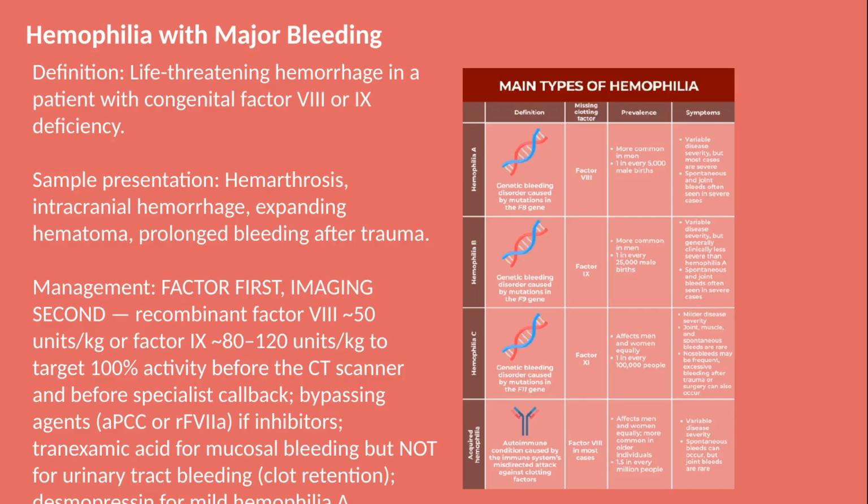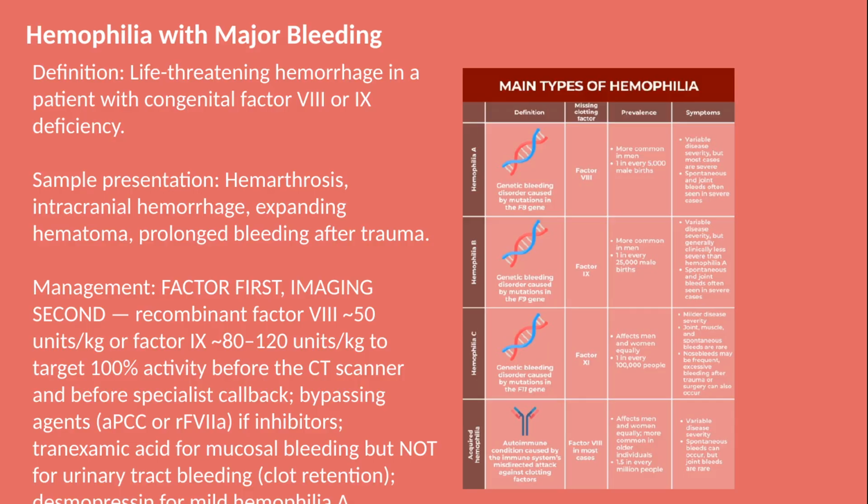Presentations include hemarthrosis, intracranial hemorrhage, an expanding neck or retroperitoneal hematoma, and prolonged bleeding after trauma. Here is the single most important behavior in this slide. Give factor first. Do not wait for the CT scan. Do not wait for hematology to call back. Do not wait for the laboratory. If a hemophilia patient with a head injury walks in, factor goes in before they go to the scanner.